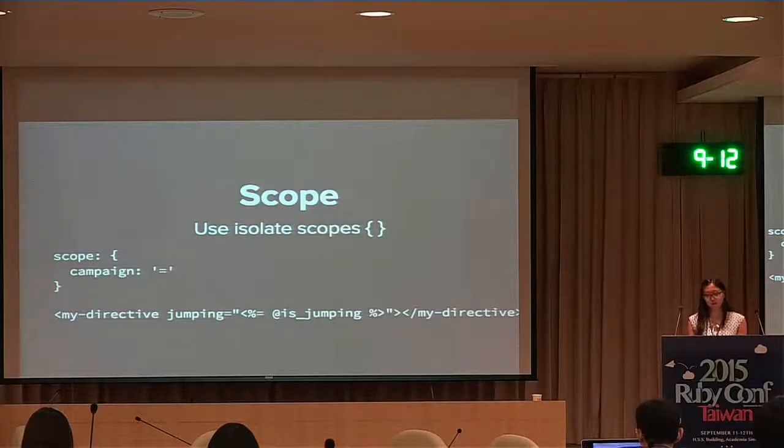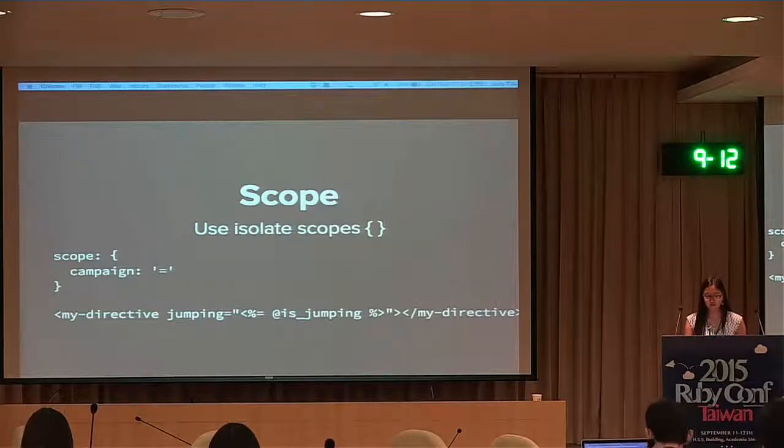The last line is an example of, let's say I was invoking this directive in Rails, and I'm actually giving a Boolean value to this attribute, jumping from directly inside of Rails.